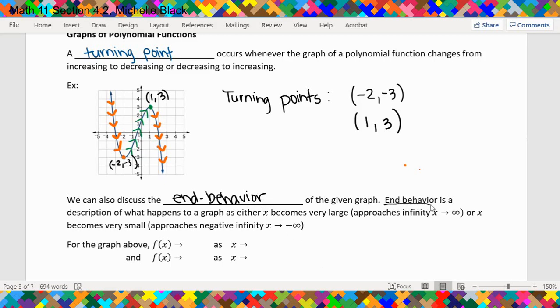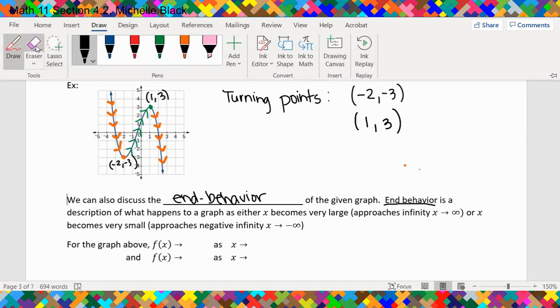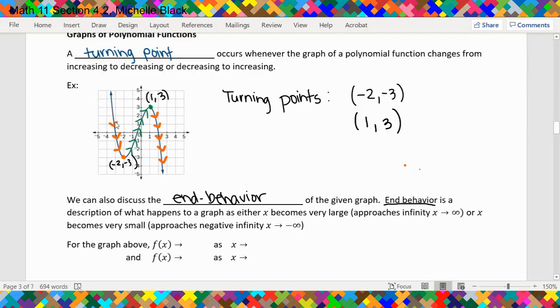End behavior is a description of what happens to a graph as either x becomes very large, that is, x is approaching infinity, or x becomes very small, that is, x approaches negative infinity. Let's look at our graph again.